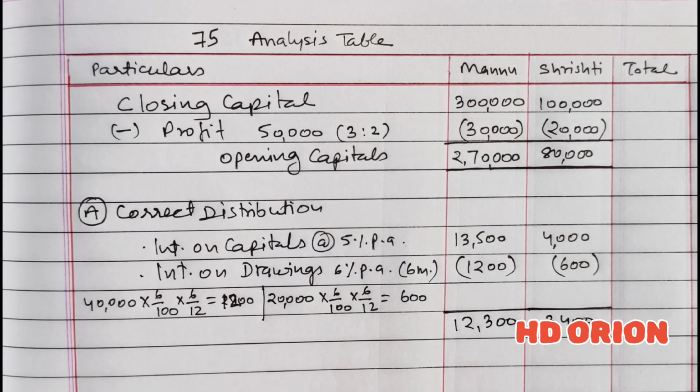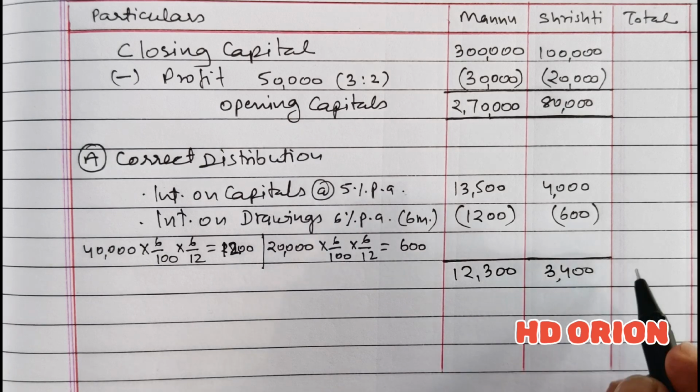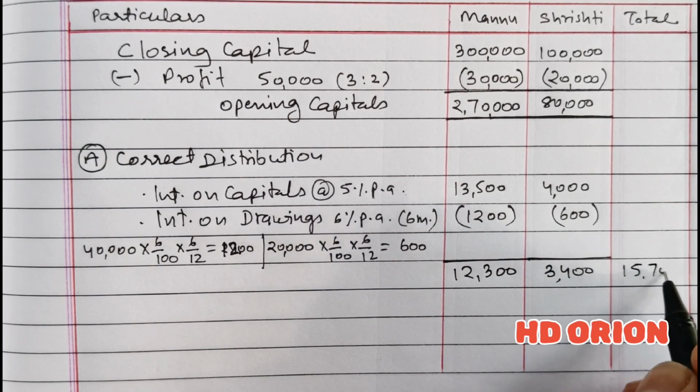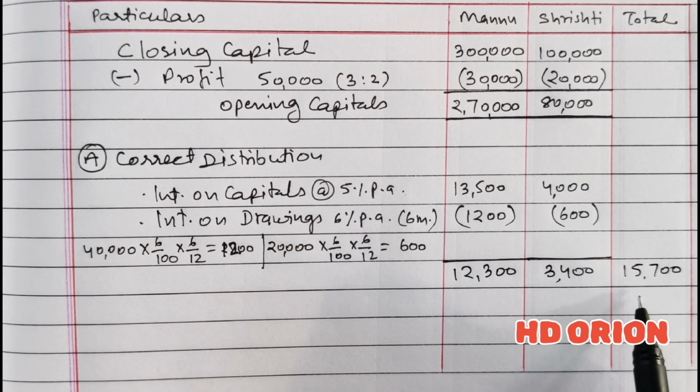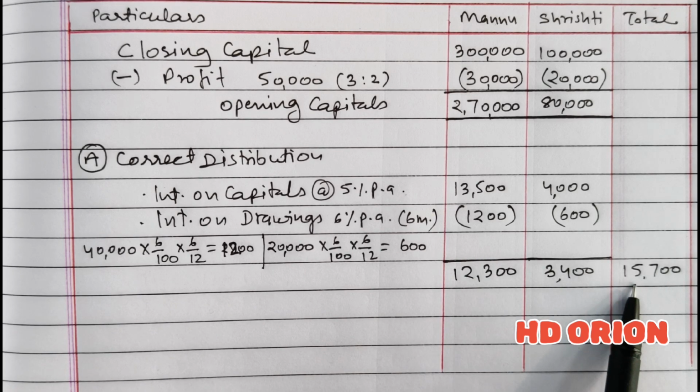Now one should understand here is that the total of this, that is 15,700. This is the amount of profit which has been wrongly appropriated or allocated to the partners. So net profit is not given in the question, but by solving this way, we can know what is the amount of profit which has been wrongly distributed to the partners.